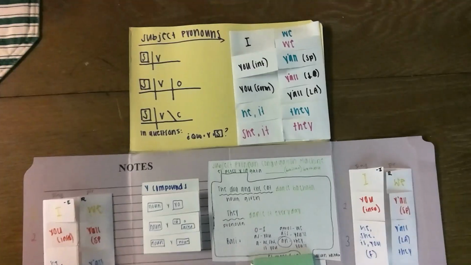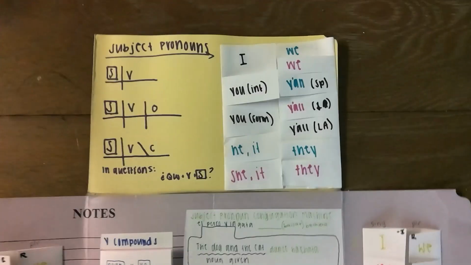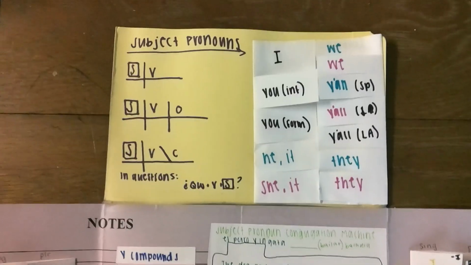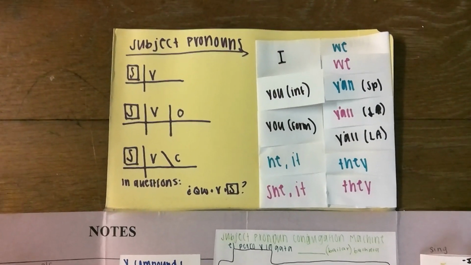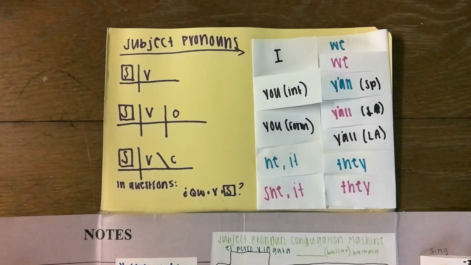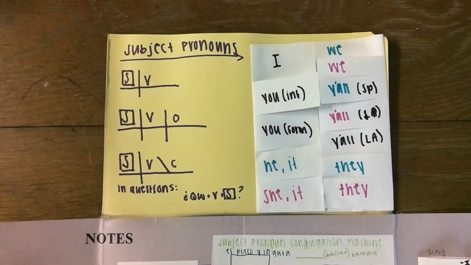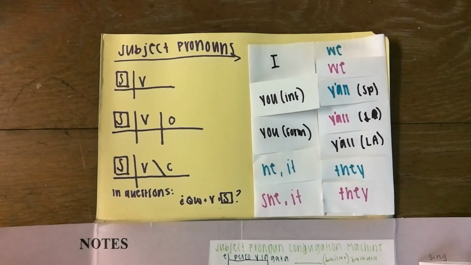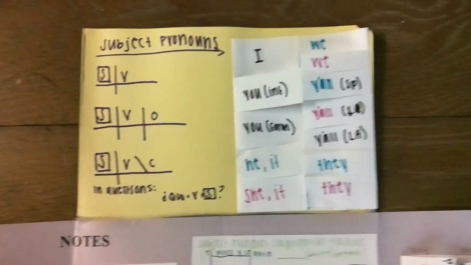So we're going to start up here with the subject pronouns because this is really our basis of how we determine what endings we're going to use. They're based on the pronouns. They need to agree with the pronoun that we would use in that sentence.